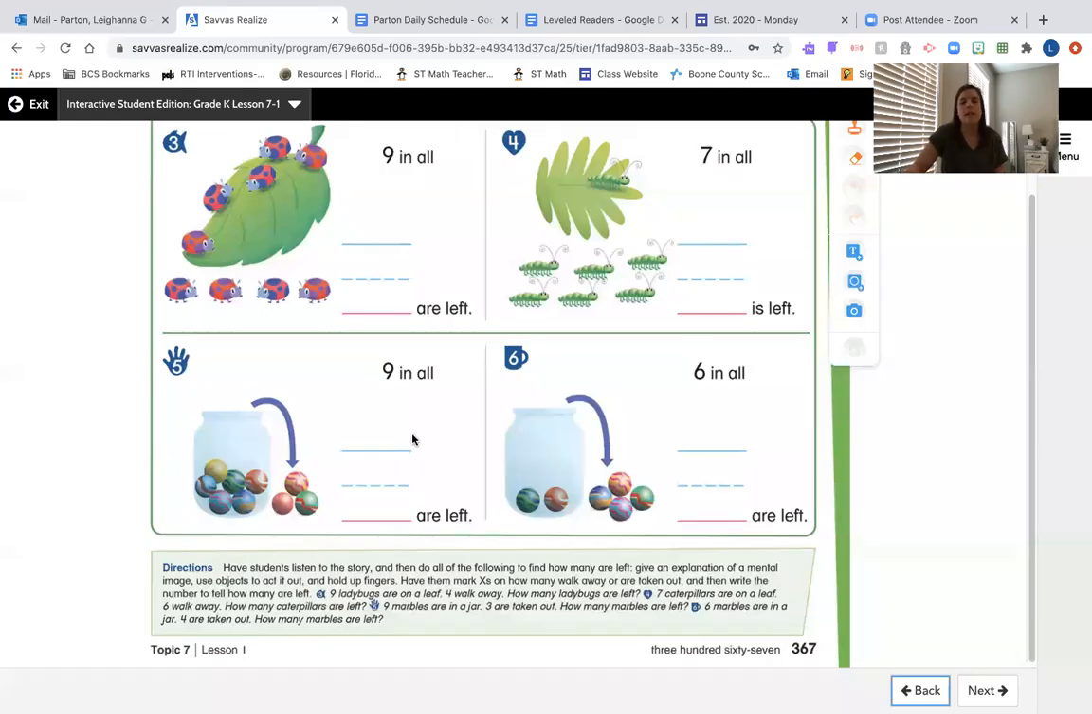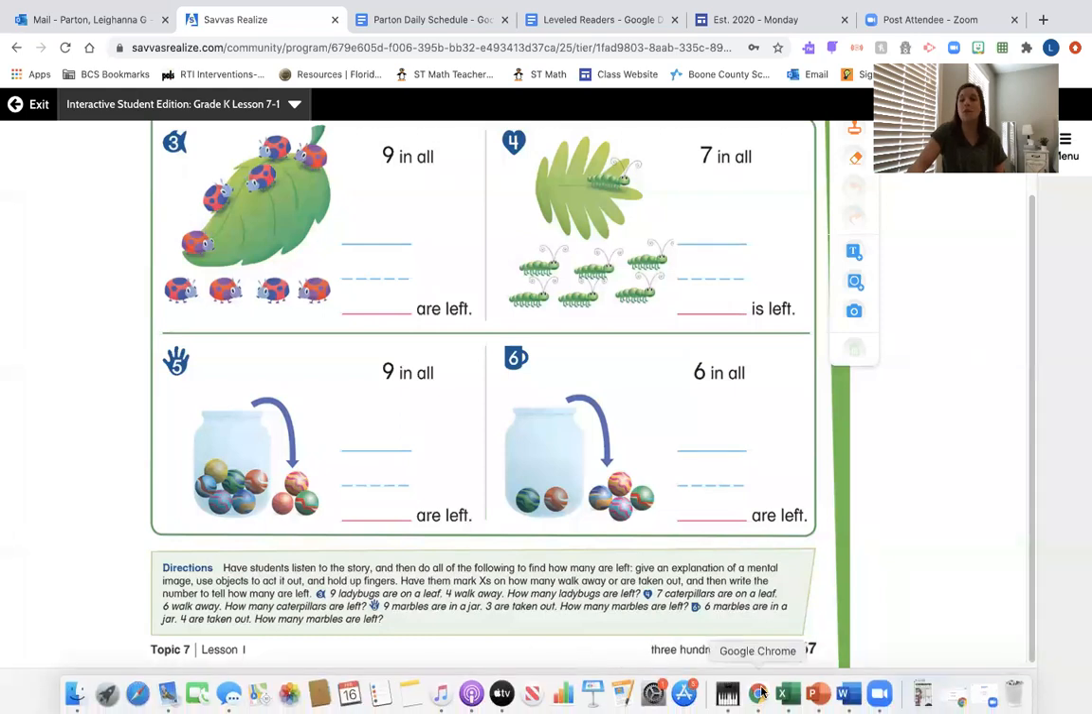Okay, now let's take a look at number 5 with the marbles. It tells us 9 marbles are in the jar, but 3 are taken out. How many are left inside the jar? So make sure to show your work. Put your X's on the ones that are taken out, circle the ones that are left inside the jar, count, and write your number on the line. Go ahead and pause the video and complete that problem.